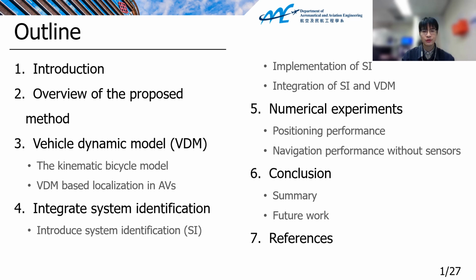Next, I will introduce the two means adopted in this work, that is, vehicle dynamic model and system identification. Short background will be provided, and the integration of the two steps will then be illustrated. Then we design a numerical experiment to show the positioning and navigation performance of the proposed method. In the end, I will conclude the presentation and show the future work. Page number is given in the right bottom in case of your need.